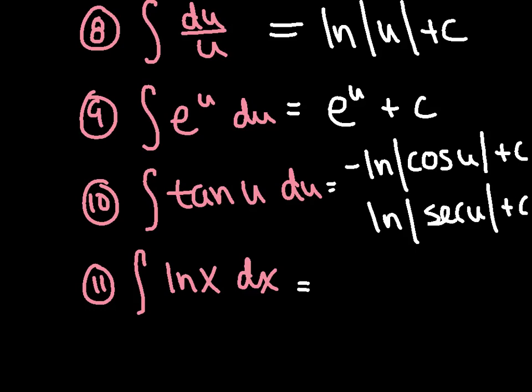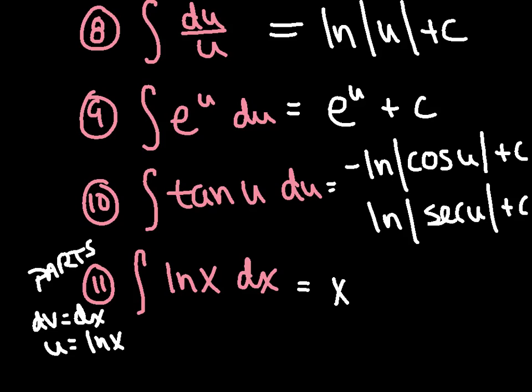And then for number 11, we used to do integration by parts. We used to let dv equal the dx. We used to let u equal the natural log of x, and we worked through all that integration by parts. But here's what we got each time: x times the natural log of x minus x plus c.